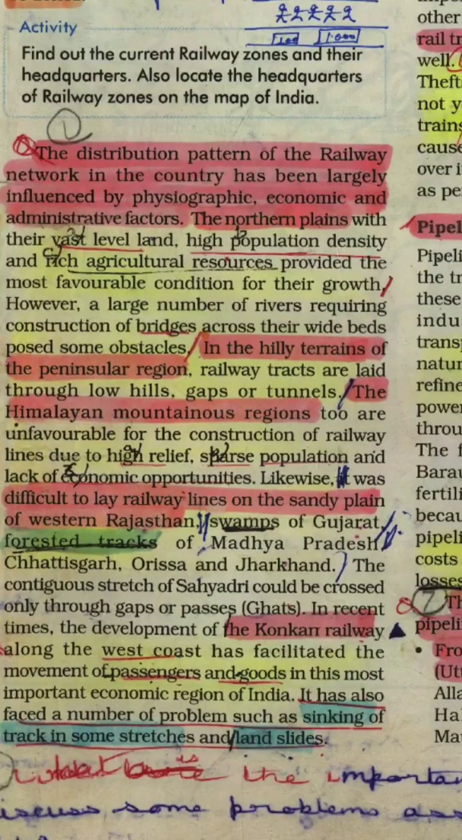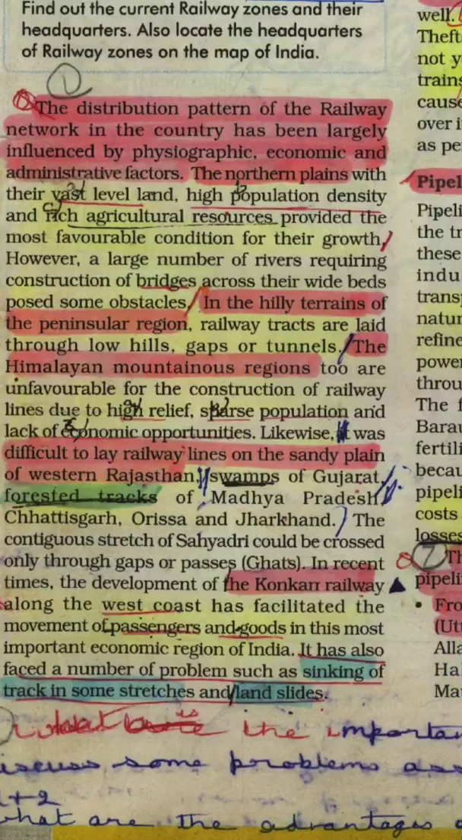And then it talks about Konkan Railway. What do we find? That Konkan Railway is also very important. And what does it carry? Every railway carries passengers and goods. What are the problems confronting Konkan Railway? Sinking of track and landslides.